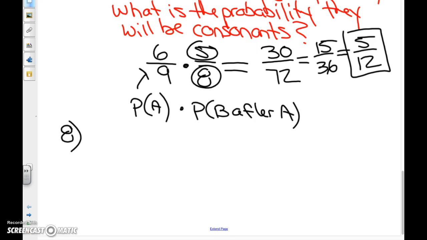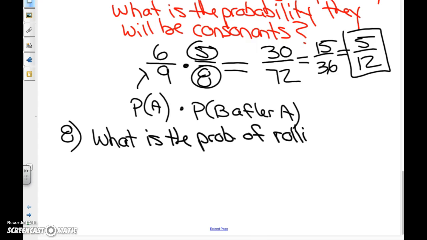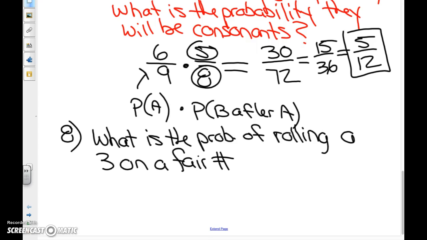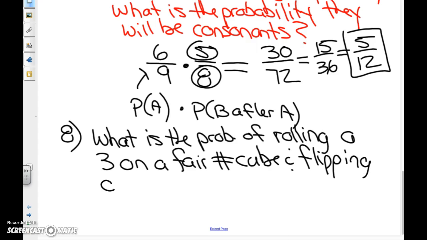So you've got to decide if this is a dependent or independent event, and then find the probability using one of the 2 formulas we just went over. What is the probability of rolling a 3 on a fair number cube and flipping a tail with a quarter?